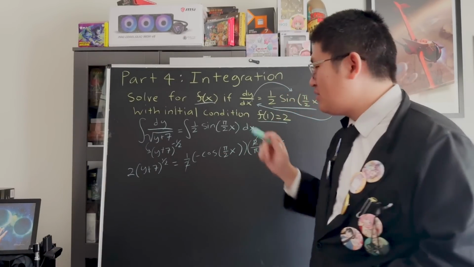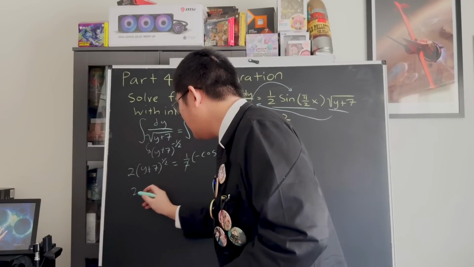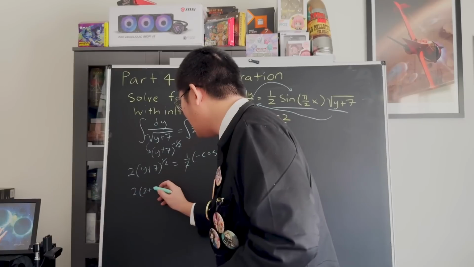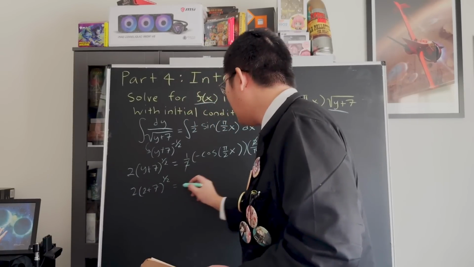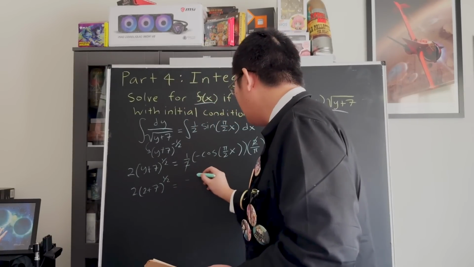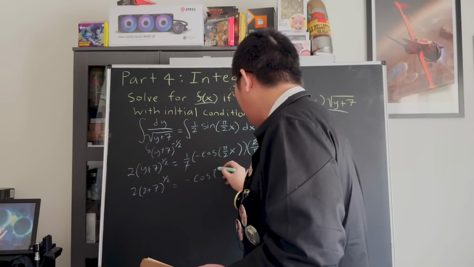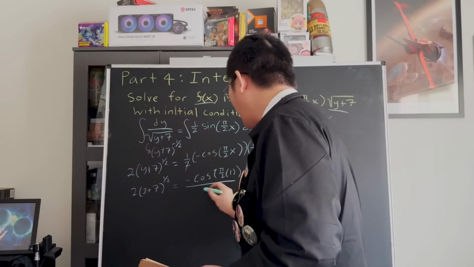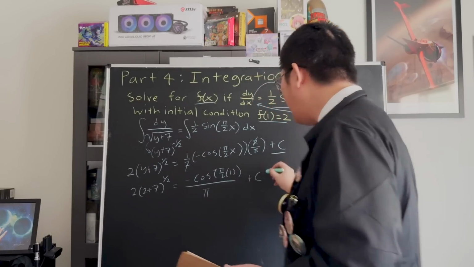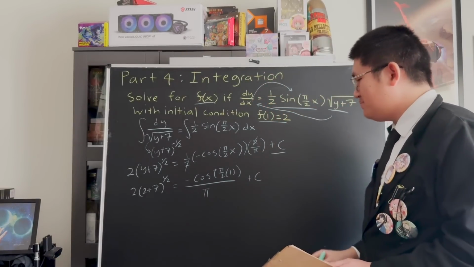If x is equal to 1 and y is equal to 2, we can start plugging everything in here as a way to solve for c. So 2 goes in the place of y on the left side. Then with a negative cosine of pi over 2 multiplied by 1 for the x, all divided by pi, and a plus c waiting to see what that will turn into.